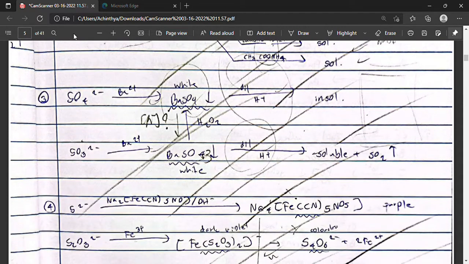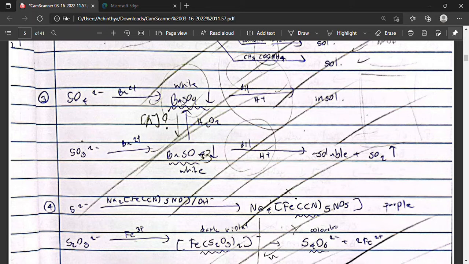Now here is a means of differentiating sulfate and sulphites. We do so by adding a barium nitrate ion solution. They will both produce their respective barium sulphate and barium sulphite, both of which are white salts. You can actually reduce the sulphate into sulphite using a reducing agent and oxidize the sulphite into the sulphate using an oxidizing agent like hydrogen peroxide.